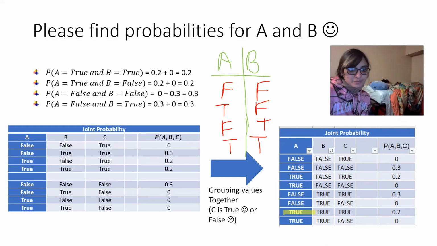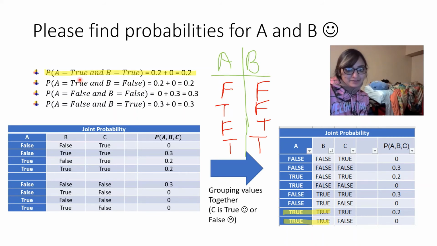So that's what we see here. And then now we want to see the probability A is true and B is false. So that will give this to us here. A is true and B is false. That'll be like 0.2 plus 0. So that's what we have here, which is 0.2.